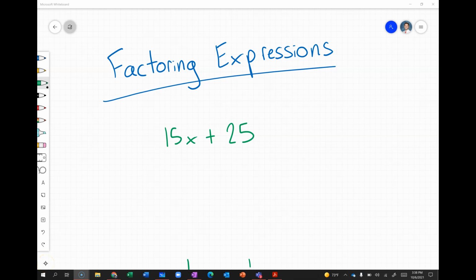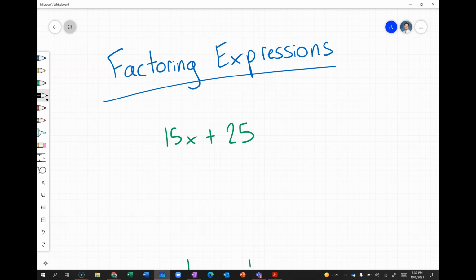In this video, we are going to look at factoring expressions, which is basically like the opposite of what we were doing with the distributive property. So we are going to be identifying the greatest common factor of our terms and factoring that out. And I'll show you what that means.